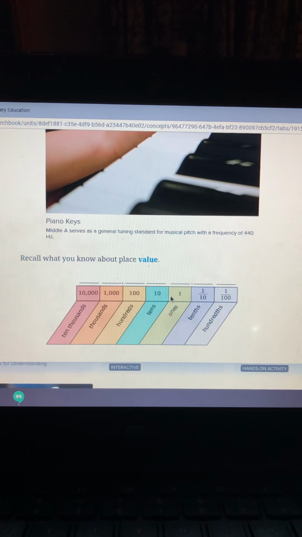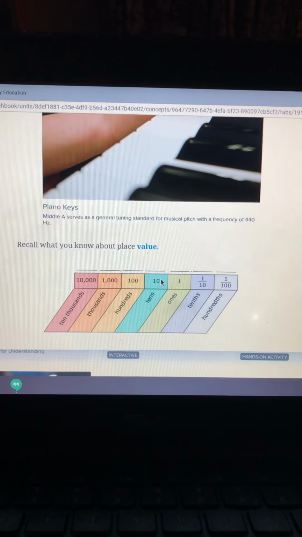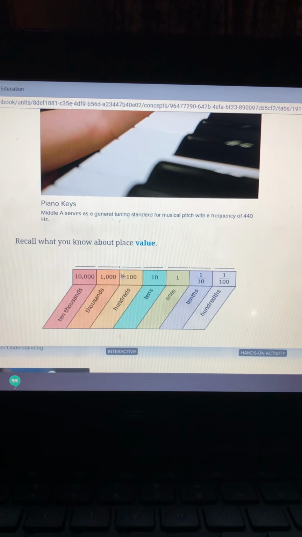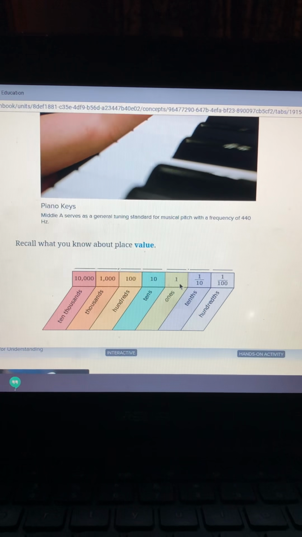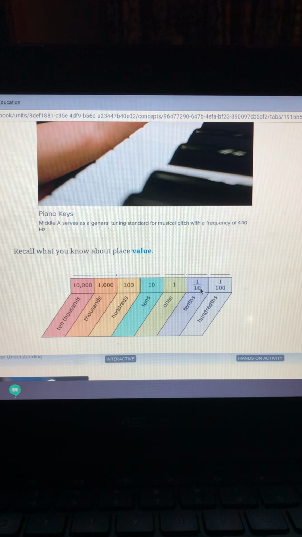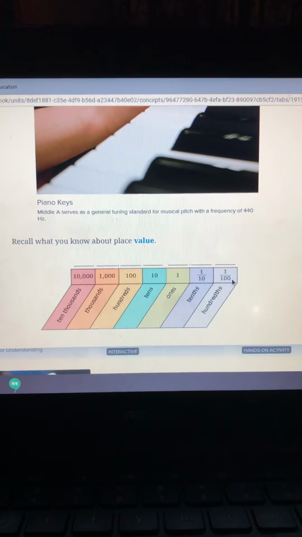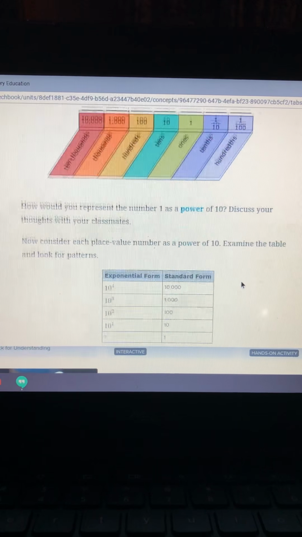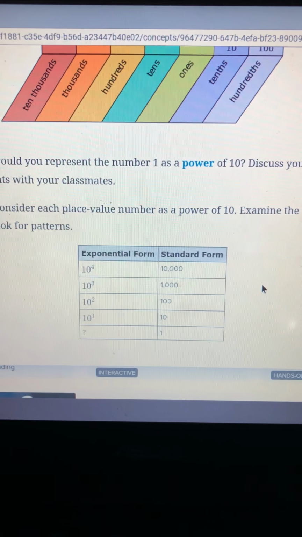So my exponent always goes up by 1. 10 to the 0, 10 to the first, 10 to the second, 10 to the third, 10 to the fourth. Now I need to go backwards, so I'm going back to my 10 to the 0. And then if I have 1/10, that would be 10 to the negative first. And 1/100th would be 10 to the negative second. All right, so we have that also in a table format over here.